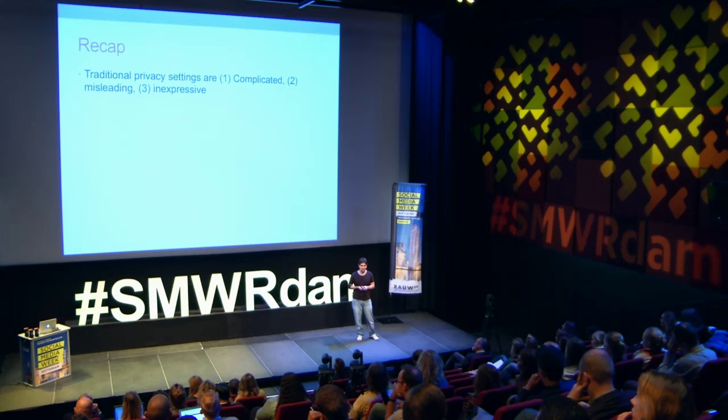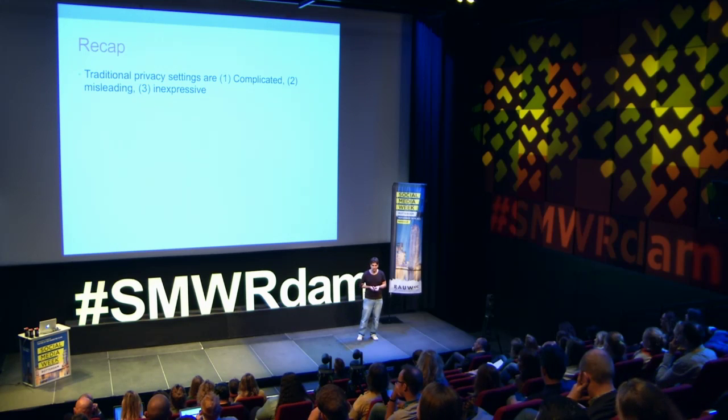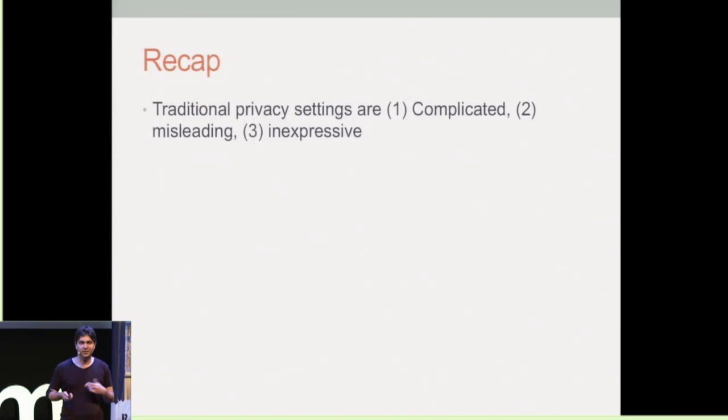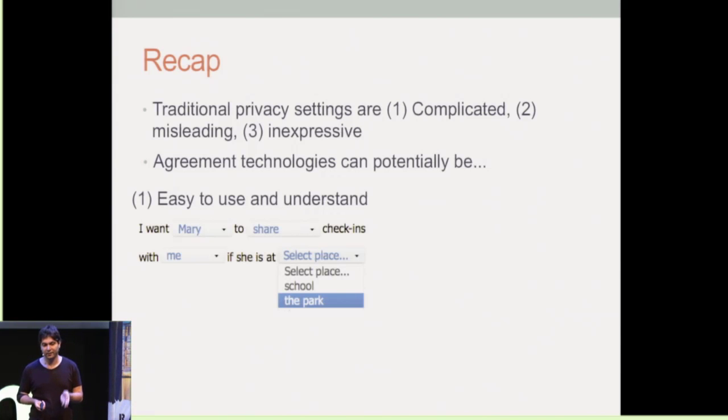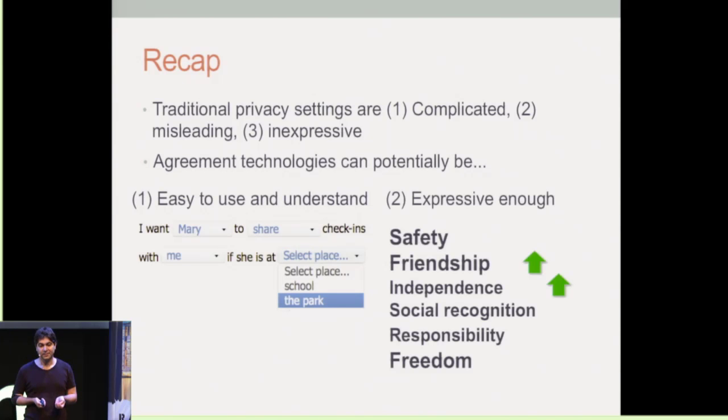Anyways, to recap the main point of this presentation: traditional privacy settings are complicated, misleading, and inexpressive. Through these two user studies that I talked about, we showed that agreement technologies can potentially be, first, easy to use and understand, and second, expressive enough that you can promote the values you want to promote without causing harm to other values or other important aspects of your social app as a side effect.